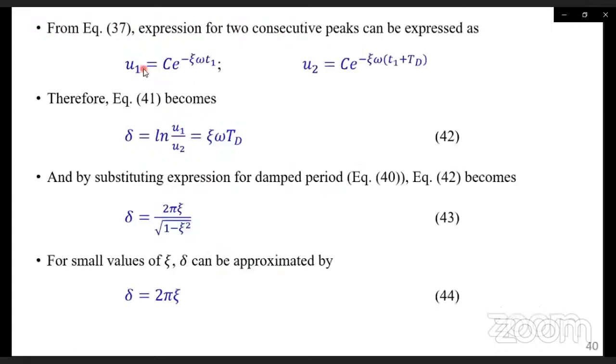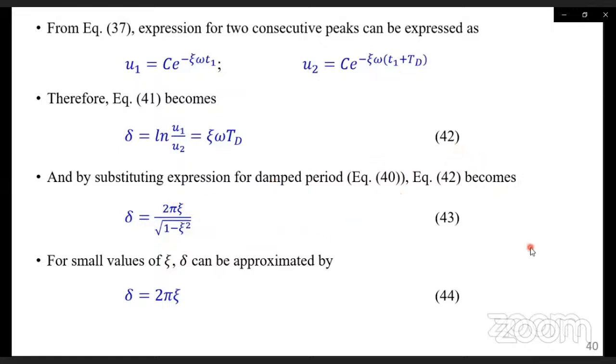So U1, of course, is C e raised to the power negative xi omega T1, and U2 will be at time T1 plus TD. And therefore, in equation 41, you substitute U1 with this and U2 with this, and our equation becomes as shown. So we are trying to get a compact form again of the damping, the logarithmic decrement. And that's given by equation 42.